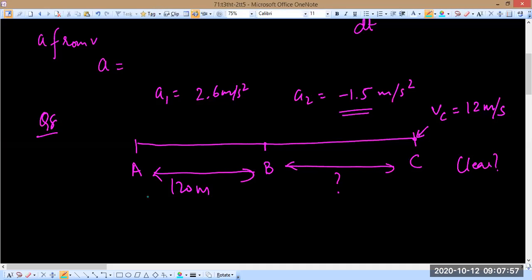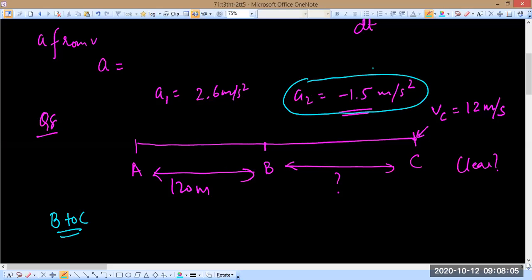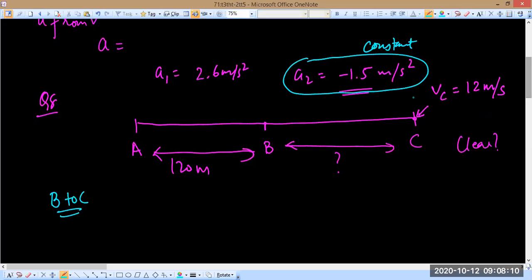Simple. So now we have to do separate calculations. So let's do calculations for B to C. And we can use equations of kinematics because this is given, so it's a fixed value, it's a constant, right? Okay, so for B to C, suppose you try delta x equal to v0 t plus half at square.